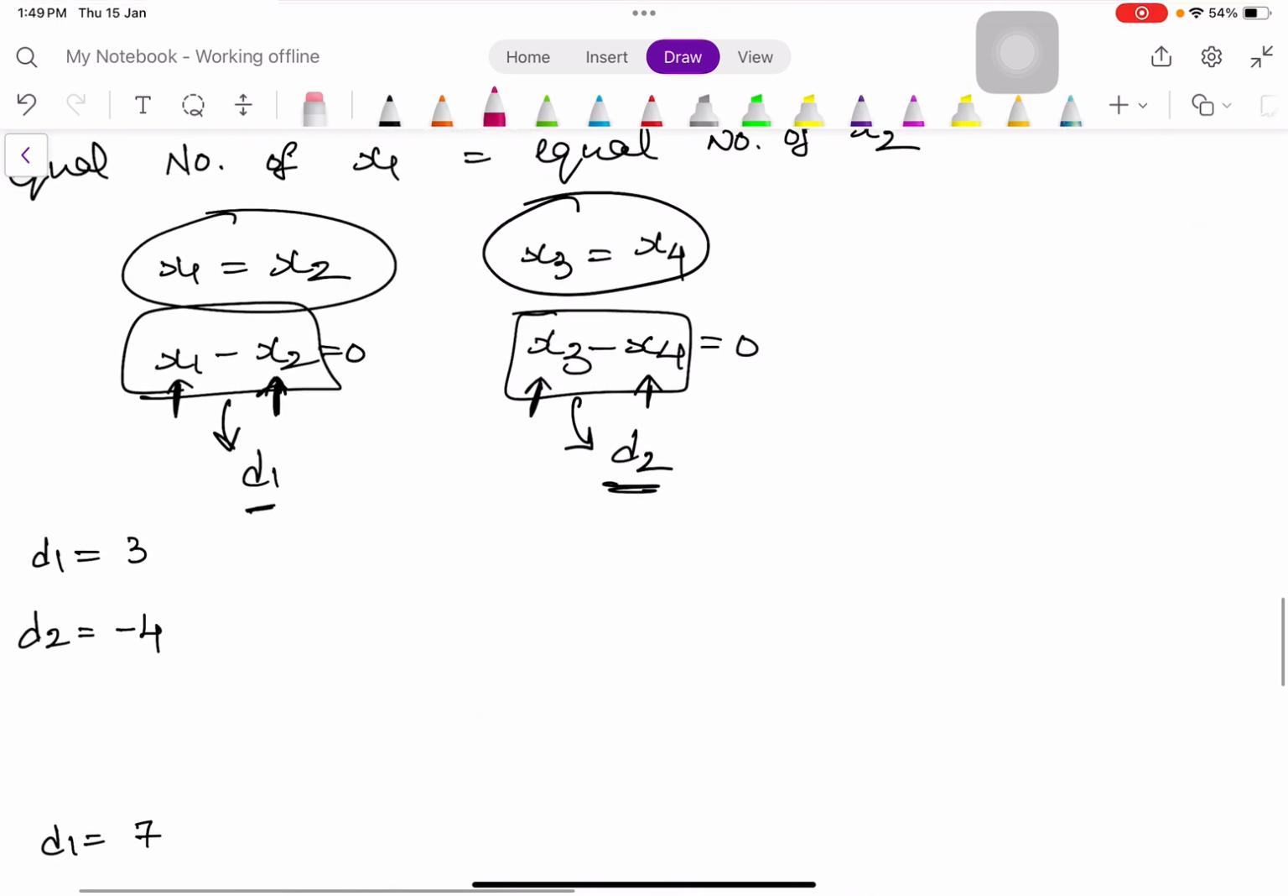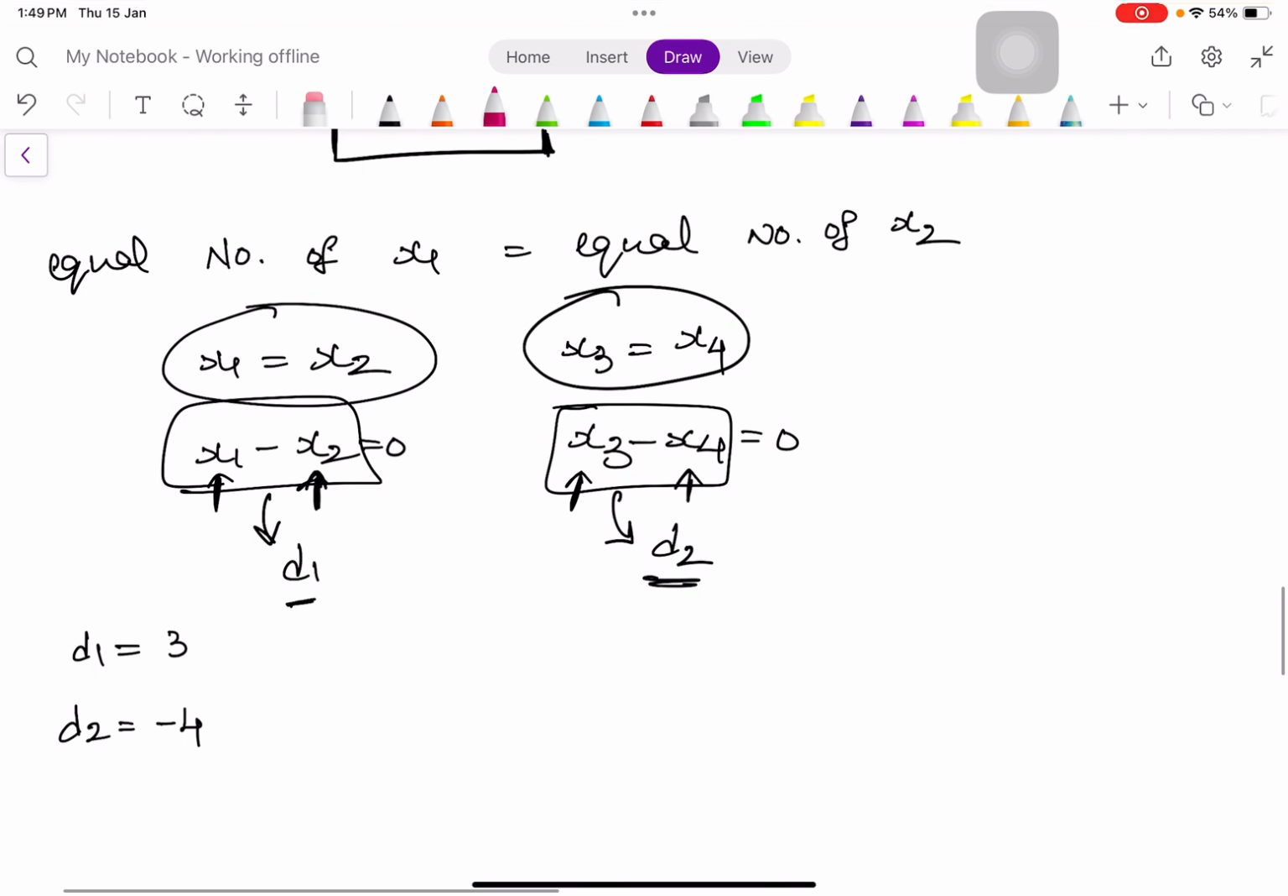Moving forward, we have understood one thing, that we need x1 minus x2 equal to 0 and x3 minus x4 equal to 0. We have named them d1 and d2 so that we can solve the problem easily. Understood. So now d1 is 3, d2 is minus 4. These are assumptions. I've taken a random value for d1 and a random value for d2, assuming that our x1 minus x2 value is 3 and x3 minus x4 value is minus 4.